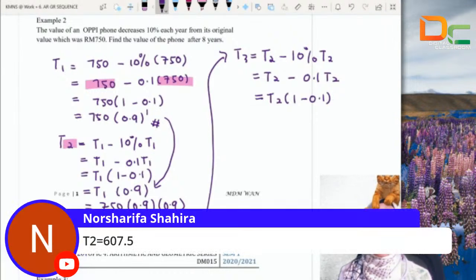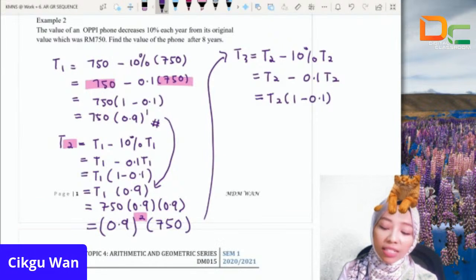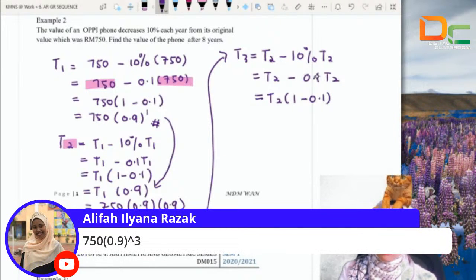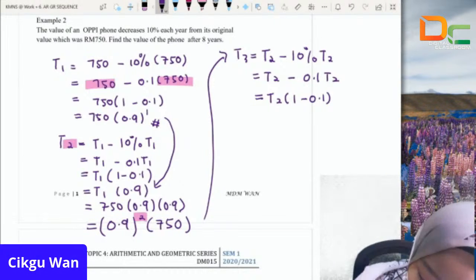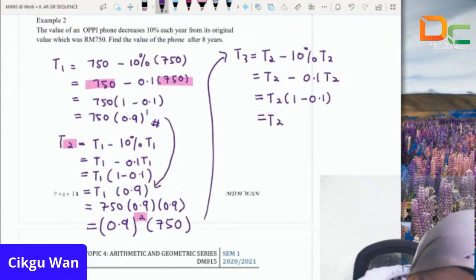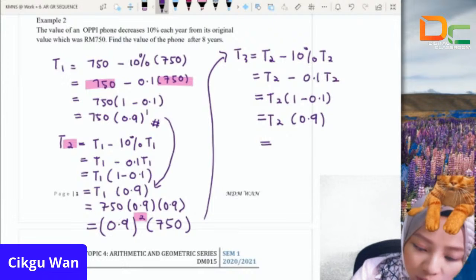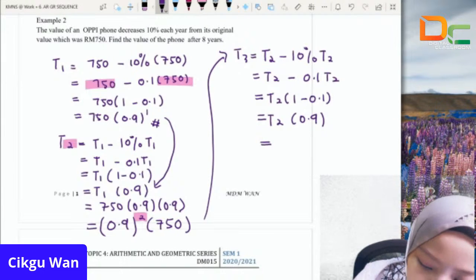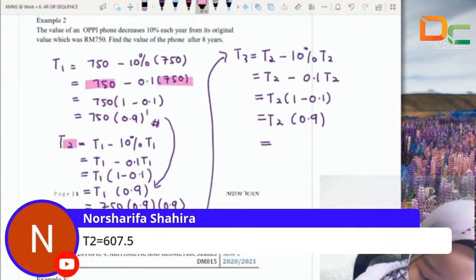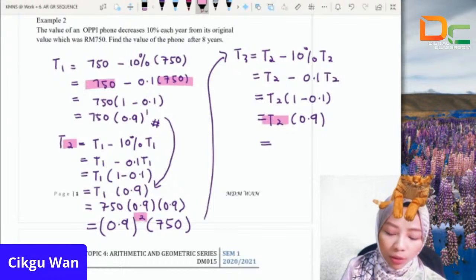Mana I dapat ini? T2 ini ada imaginary 1 kan? And then minus with 0.1. Okay, so it will remain 0.9. Okay, what is T2? What is our T2? T2 is from here.